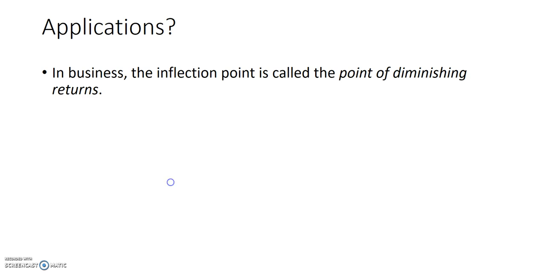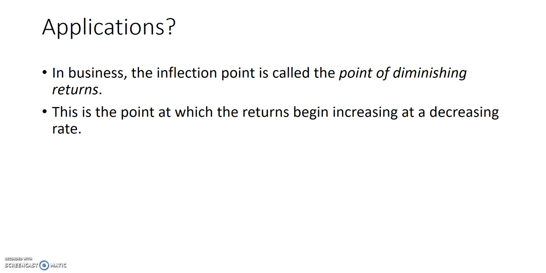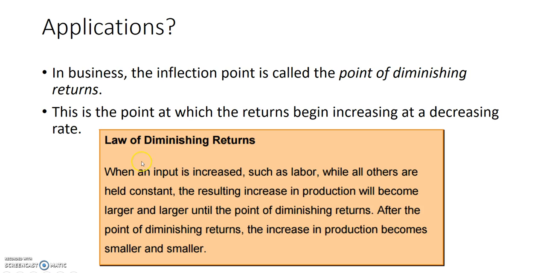Well, let's look at a more interesting example where we deal with application. So why would we be interested in the second derivative other than it tells us something about the function? Well, in business, the inflection point is called the point of diminishing returns. And that is essentially the point at which the returns begin increasing at a decreasing rate. So the law of diminishing returns in business says that when an input is increased, such as labor, while all others are held constant, the resulting increase in production will become larger and larger until the point of diminishing returns. After the point of diminishing returns, the increase in production becomes smaller and smaller.